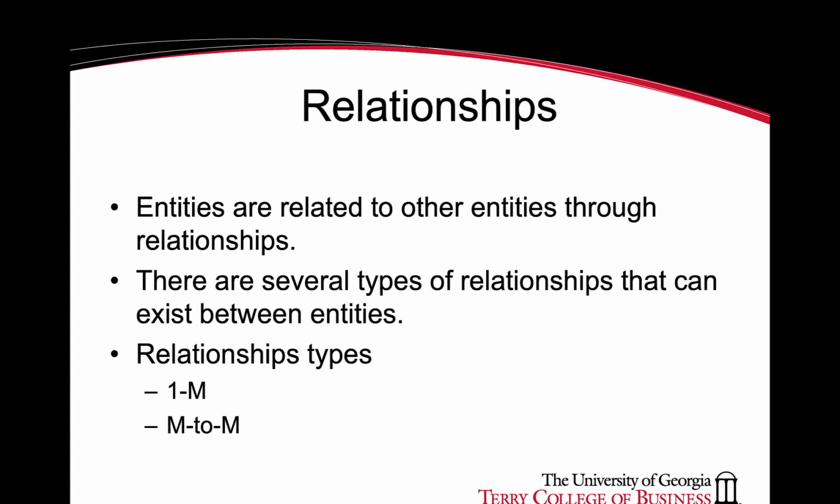Another important concept of data models are relationships. Relationships are how one entity is related to other entities. There are several types of relationships that can exist between entities. Two common ones are one-to-many relationships and many-to-many relationships, details of which will follow later on.